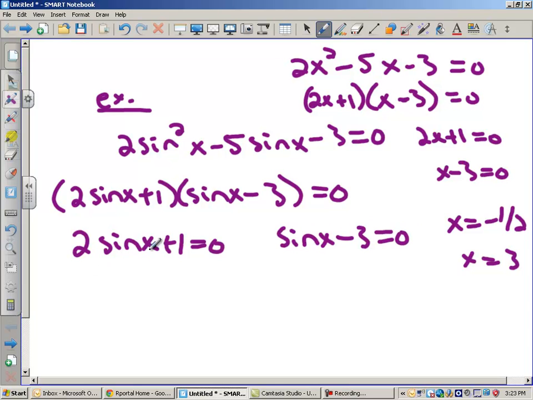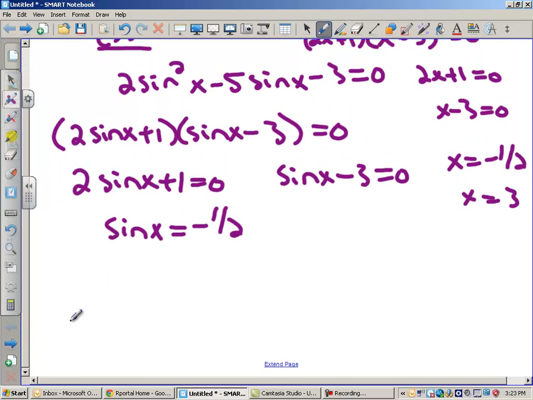All right, this first one would be subtract 1, divide by 2, you get sine x equals negative 1/2. And that happens in two places. Sine is negative in quadrant 3 and in quadrant 4. So you draw both of them. Sine is opposite over hypotenuse. That would be a square root of 3. And this reference angle here is a 30-degree reference angle.